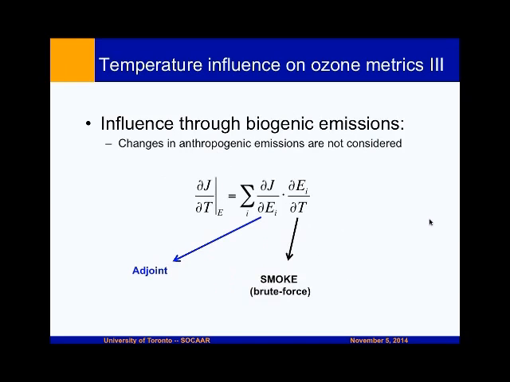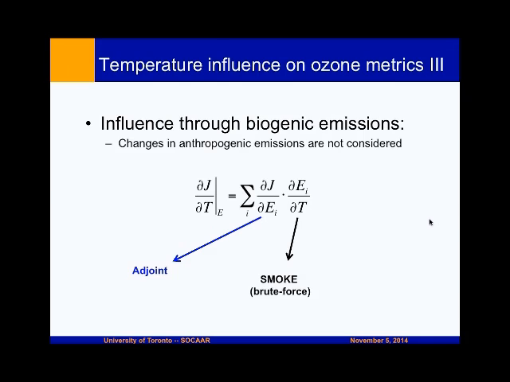And finally, the third pathway is how temperature is going to change biogenic emissions. The way that we do it, this again comes from the adjoint. This is changing emissions of biogenics with temperature, which is done through biogenic emission modeling. We do that in an emission model called SMOKE. So we just run the emission model with the increased temperatures, and calculate that derivative that way. So these are the three pathways that we look at. And people have looked at the same pathways before, but with different approaches.